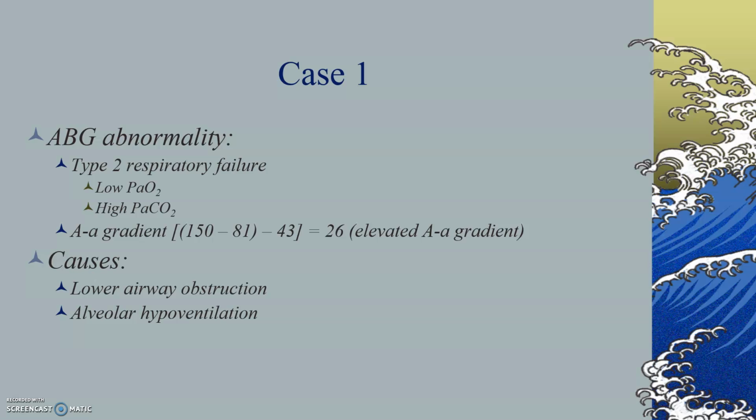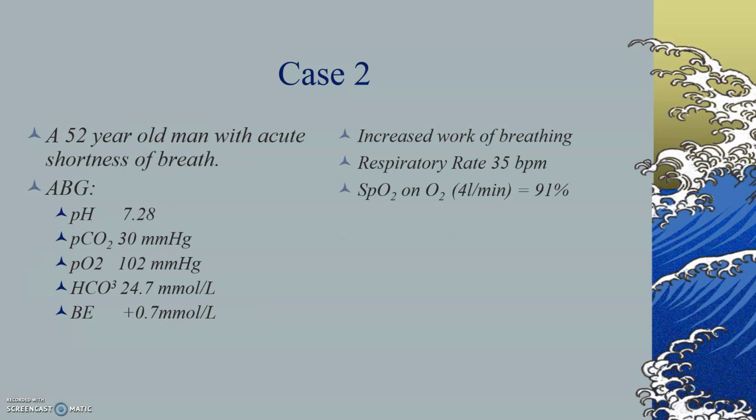The causes in this patient would be lower airway obstruction, alveolar hypoventilation, and because the AA gradient is somewhat increased, we know that there's some underlying lung damage as well, which would be expected in a patient with COPD.